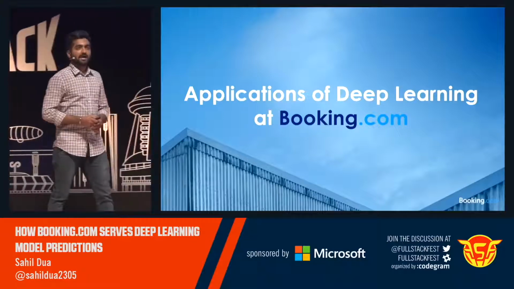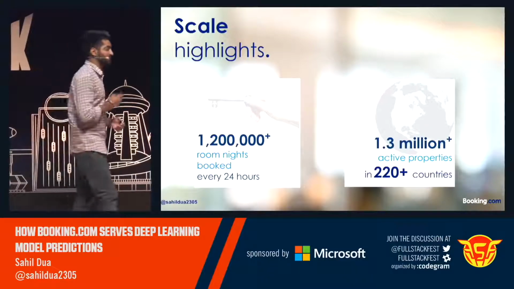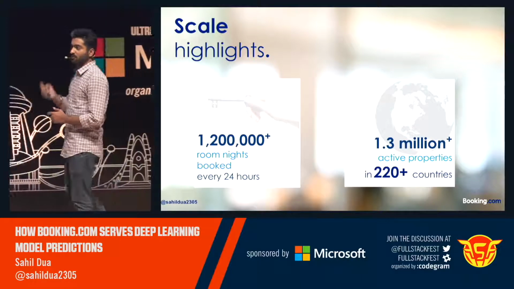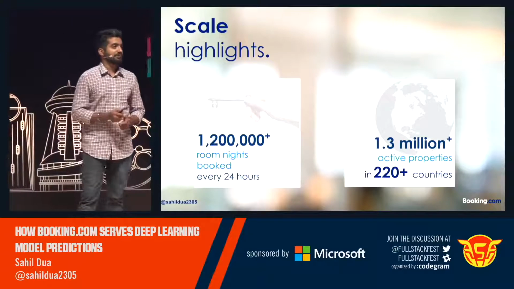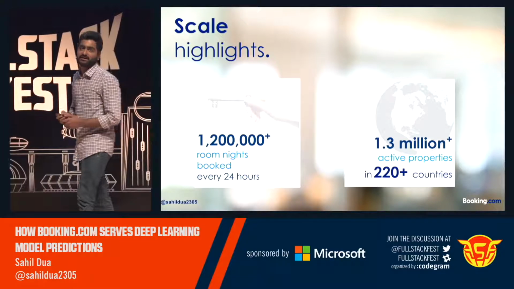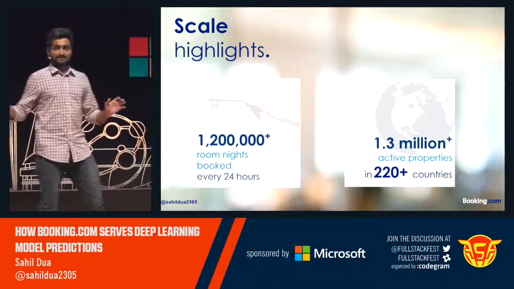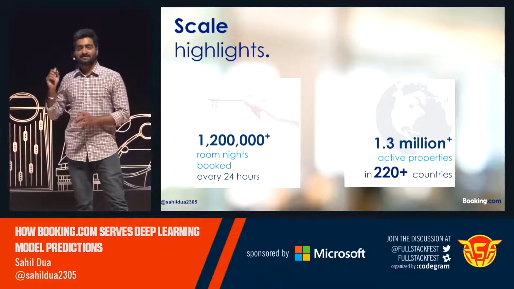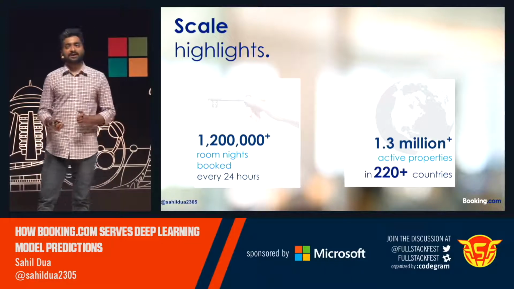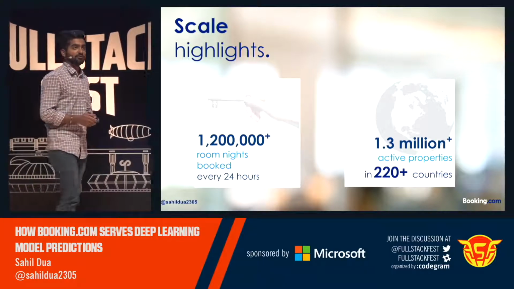Let's begin with the applications of deep learning at Booking.com. But before that, I would like to talk about the scale, because I mentioned large scale. What does that scale mean? We have over 1.2 million room nights booked every 24 hours across more than 1.3 million properties in more than 220 countries. Let me make one thing clear: I'm not here to show off the numbers. The point I'm making is that at this large scale, we have access to a huge amount of data that we can then utilize to improve the customer experience. So let's see how we do that.